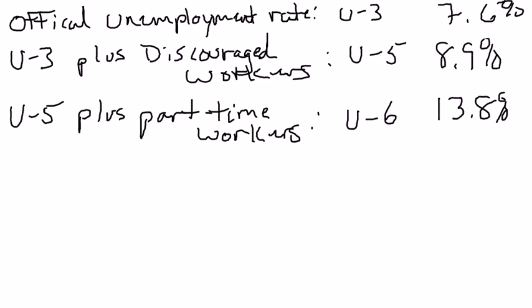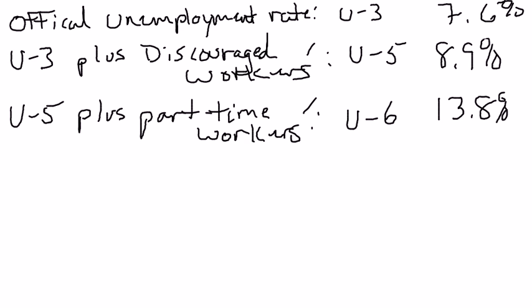So the point to take away from this is the official unemployment rate measure can understate the actual unemployment rate for two reasons. One, it ignores discouraged workers, and two, it assumes everybody is employed full-time, so it basically treats part-time workers as fully employed, even if they would prefer to work more hours. And when you try to take those two things into account, you actually get a much higher unemployment rate of 13.8%.